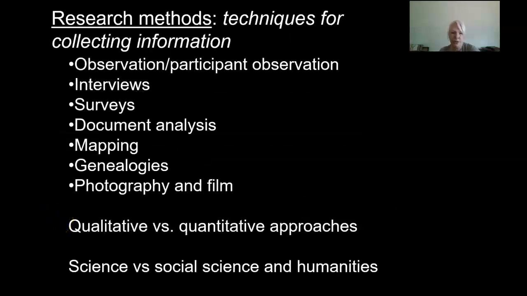So I already mentioned that interviewing and observation are key elements of the kind of research that cultural anthropologists do. That's not the only techniques that we use. So I've listed here some of the techniques that are most commonly used by cultural anthropologists. Observation and participant observation, which I can talk about in a second in terms of the distinction there. Interviews that I've mentioned, which are really just conversations with an agenda, right? Asking people questions and listening to and responding to their answers.